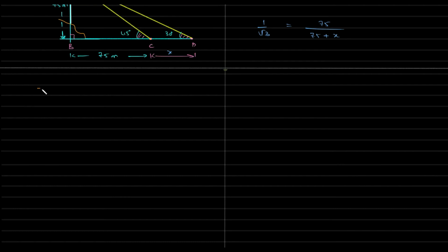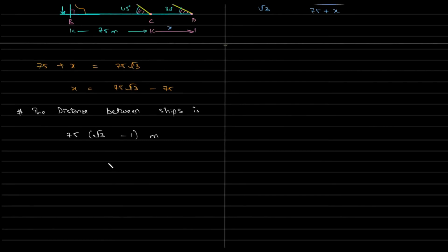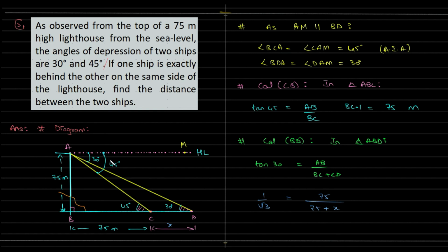If I cross multiply, 75 plus X is equal to 75 root 3, and therefore X is equal to 75 root 3 minus 75, and you can write the distance between the ships is 75 times (root 3 minus 1) meters. Okay, so now pause and have a look.